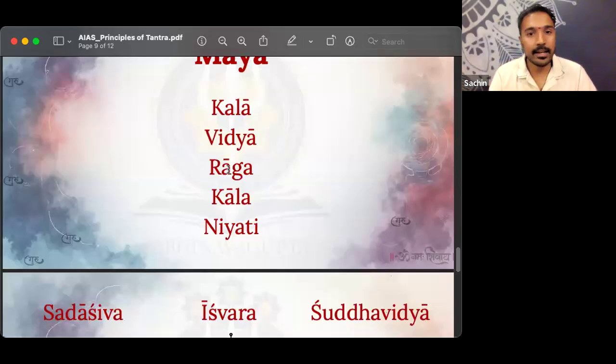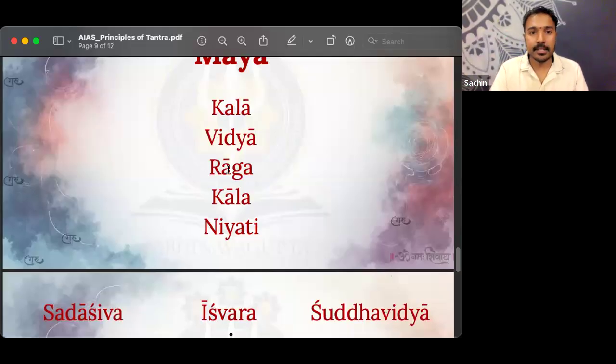And next is Kala. Kala is time. In the philosophy of Tantra, there is no time. Time is not a reality. We are trapped in the world of time. We identify time as past, present, and future. We cannot travel to our past. We cannot travel to our future. We are trapped in these 3 separations of time. This is the 4th Kanchuka, or the 4th tool of Maya.